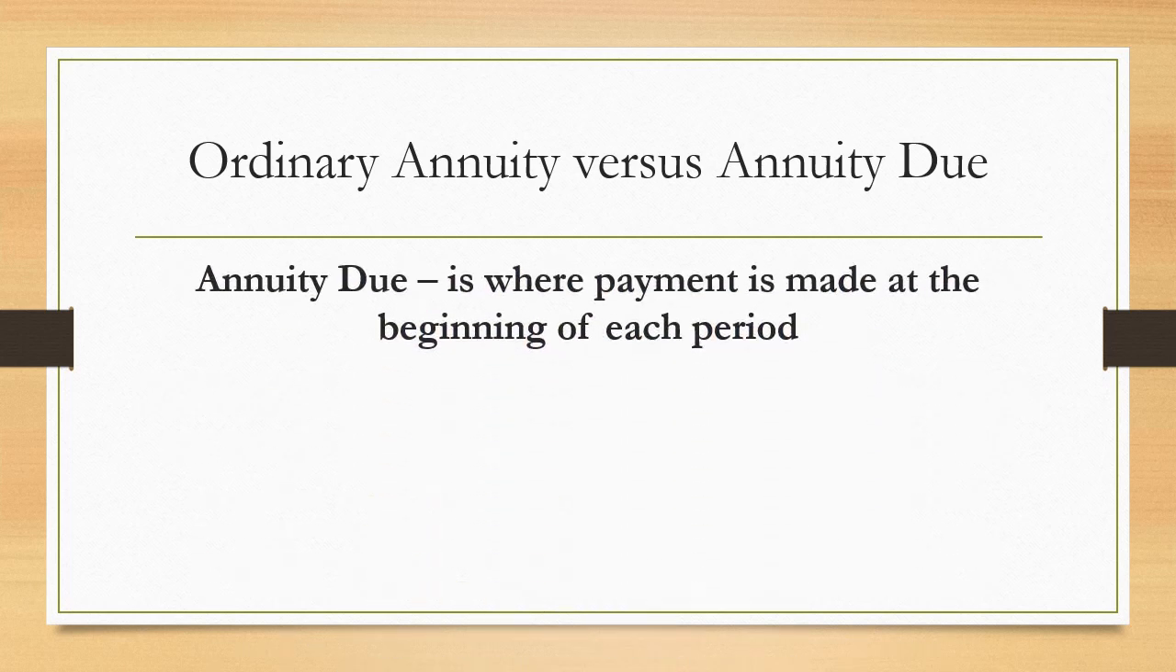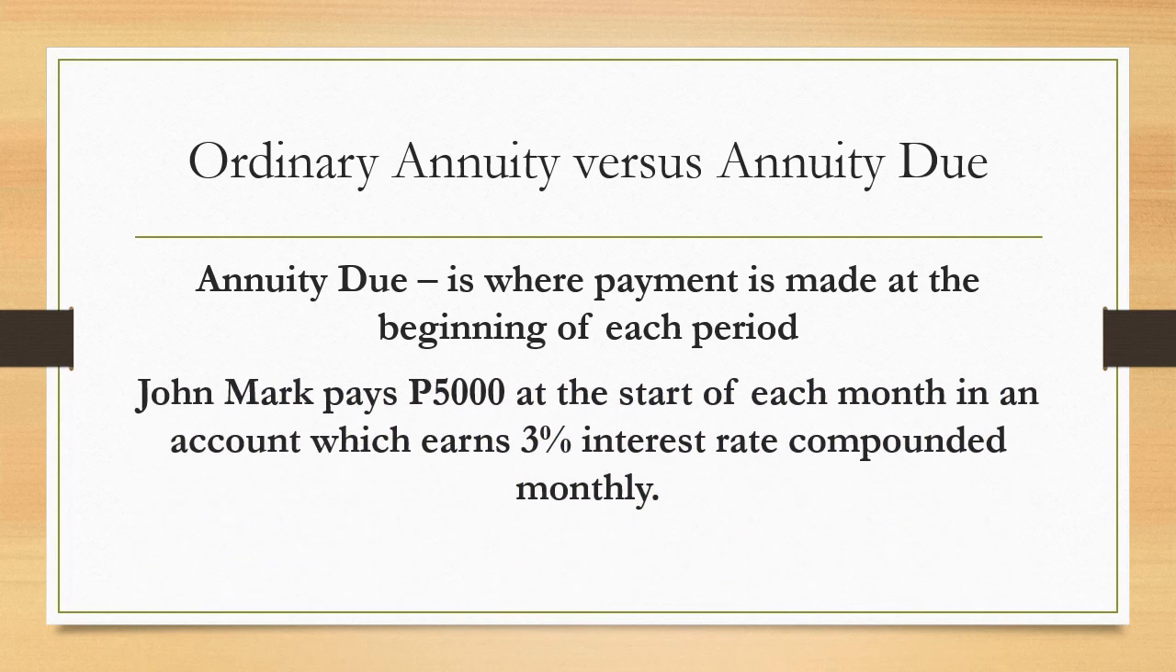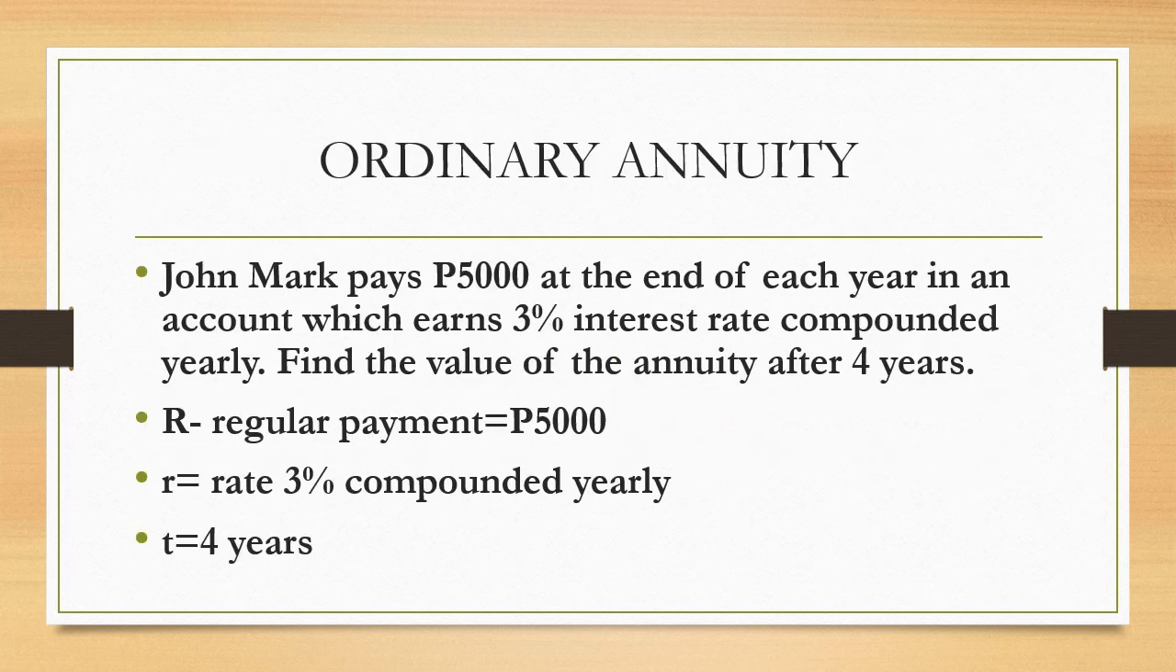Now, the annuity due is where payment is made at the beginning of each period. For example, again, John Mark pays 5,000 at the start of each month. So John Mark is paying 5,000 monthly, but he chose to pay at the beginning of each month, making this case an annuity due. Now, for this session, we're just going to focus on ordinary annuity.